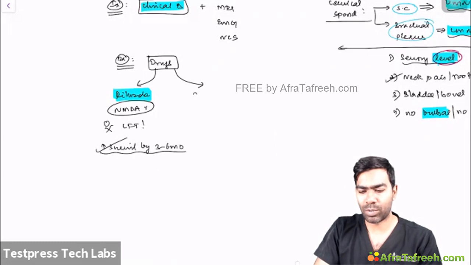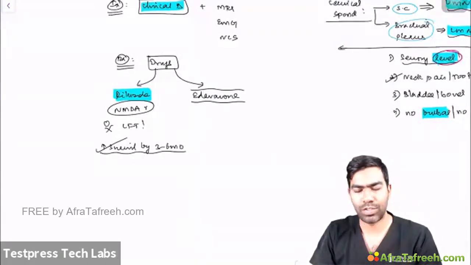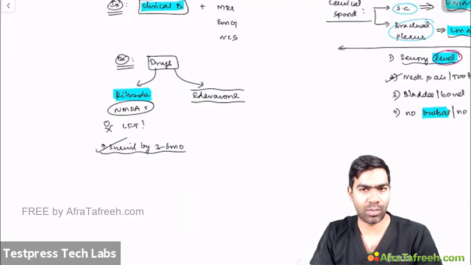Second drug that is approved is edaravone, and the mechanism of action is completely not understood, but still it's considered to be a neuroprotectant like citicoline, which we are using very commonly in our practice. So edaravone, this is the second drug that is approved in amyotrophic lateral sclerosis.